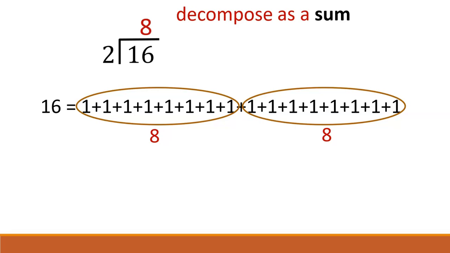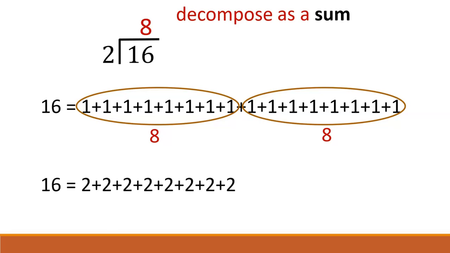Decomposing 16 into a bunch of ones isn't the only way we could decompose it. We could also have decomposed it as 8 2's added together. And if we did that, and still divided it into 2 equal groups because we're dividing by 2, each group still contains a sum of 8, which still tells us that 16 divided by 2 is 8.